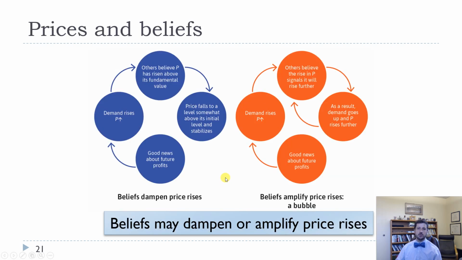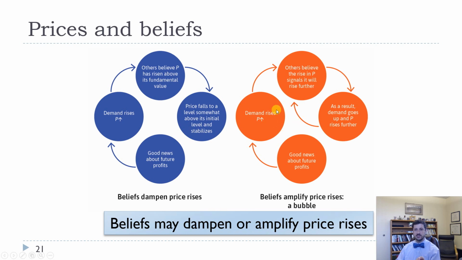So if we model that, it all depends on the role that beliefs play, right? If the beliefs dampen the price rises, if people say, oh, that price has gone up, that means it's higher than its fundamental value, then those beliefs will tend to dampen it and the price will go back to its initial value and stabilize. That's what's going on here in the blue.